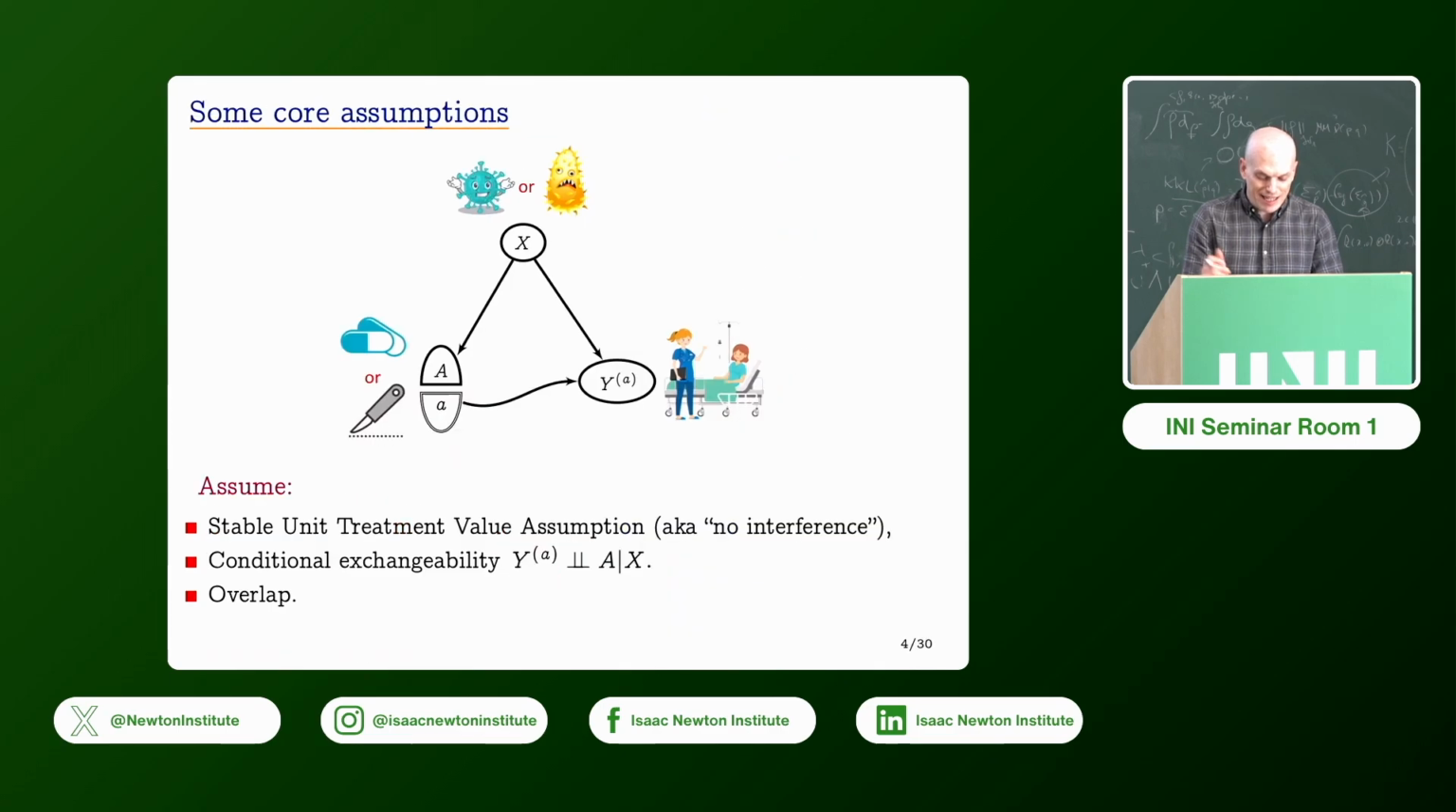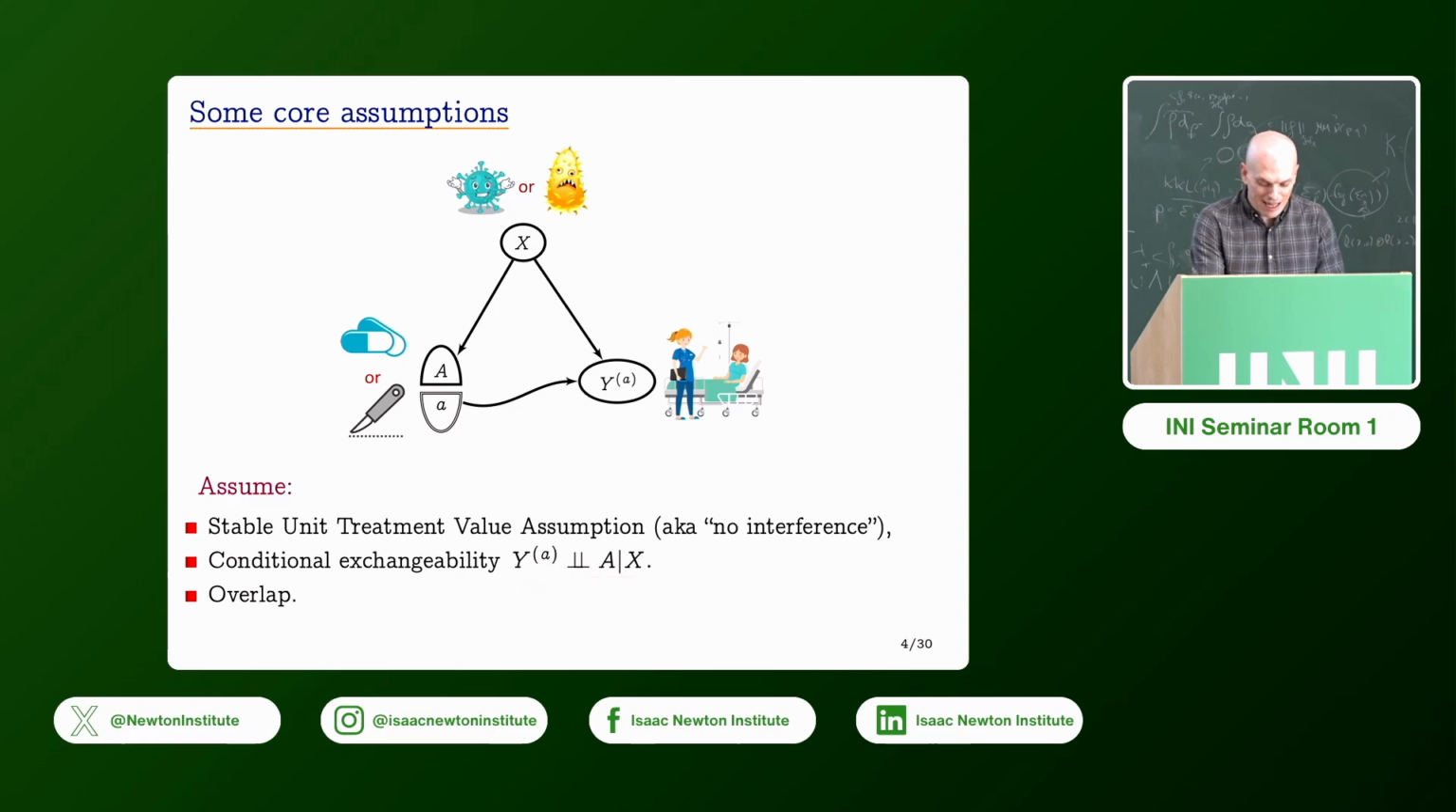Okay, so the next slide is our rules. So we need some rules, and some of these rules are common to the earlier talk today, so they'll already be familiar to you. So the first is the stable unit treatment value assumption, so no interference. So that means that the pill that I take doesn't cure the person next to me.